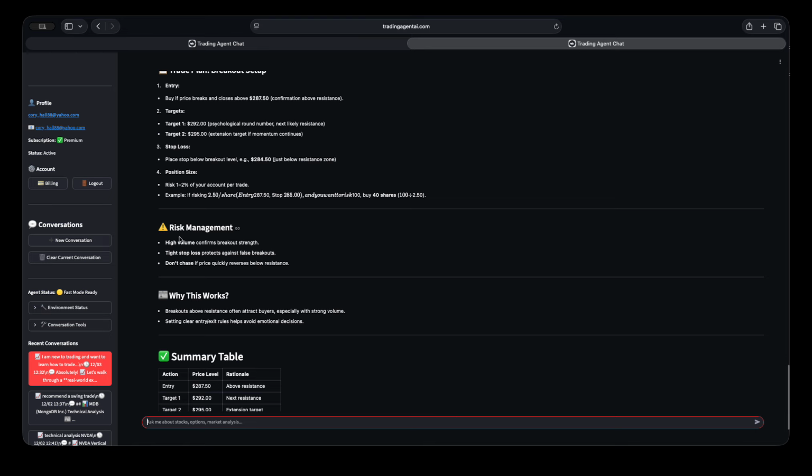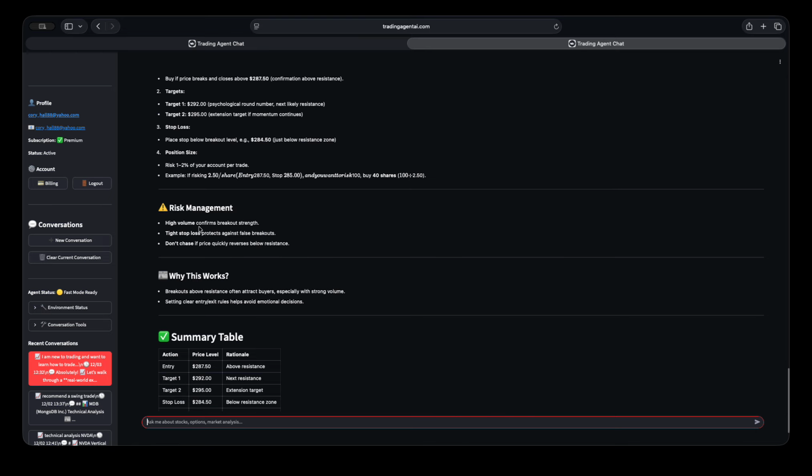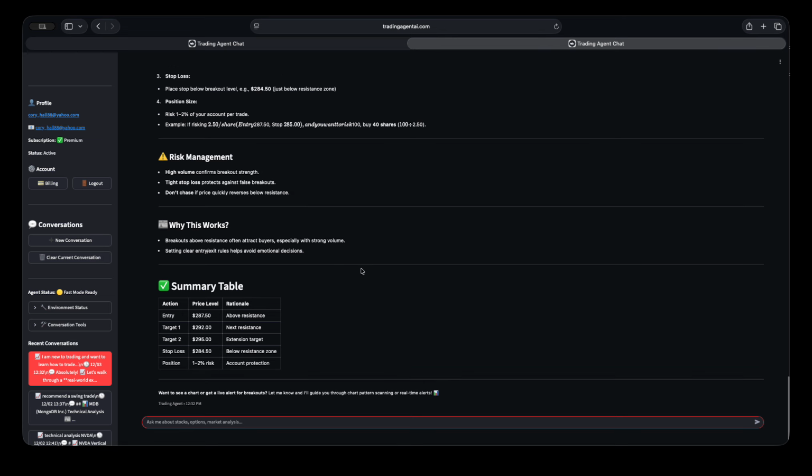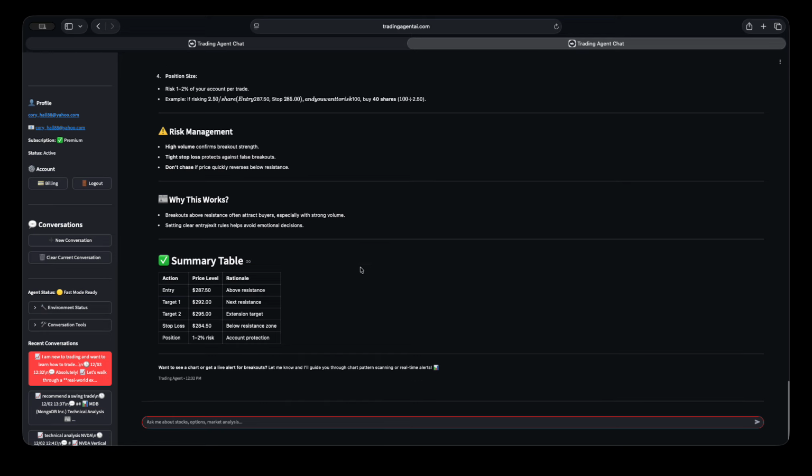And so, here's some risk management. So high volume confirms breakout strength. A tight stop loss protects against false breakouts. And don't chase if price quickly reverses below resistance. And it gives you an explanation as to why this works. So breakouts above resistance often attract buyers, especially with strong volume. Setting clear entry and exit rules help avoid emotional decisions, and that's the key.